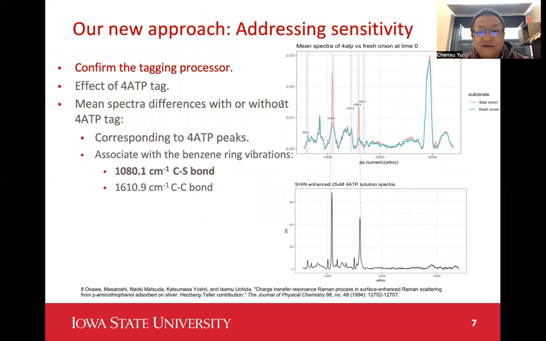As you can see here, before and after 4-ATP tagging, we can clearly see these two 4-ATP peaks coming from the carbon-sulfur bond and the carbon-carbon bond of the 4-ATP molecules. And with these very intense peaks, it's easier for us to identify the location and presence of 4-ATP when they are conjugated onto the pectins, which will give us the location information for pectins as well. So that's the purpose of doing this tagging.